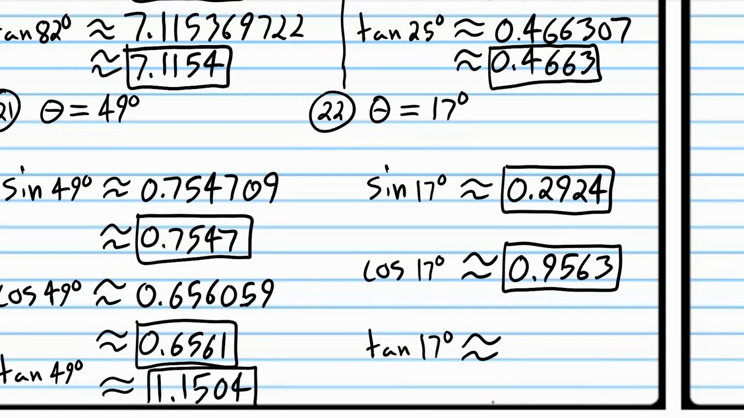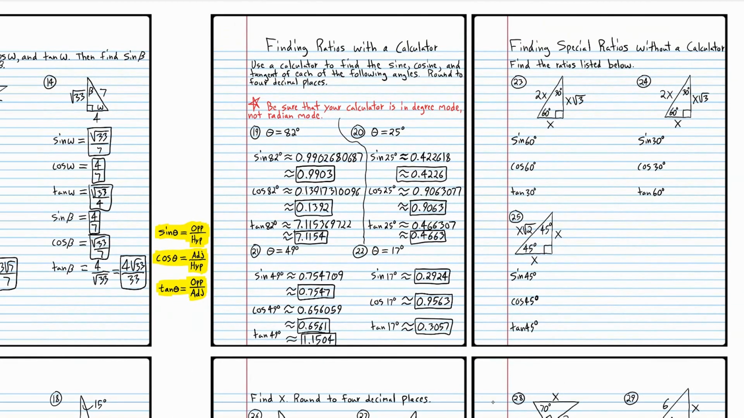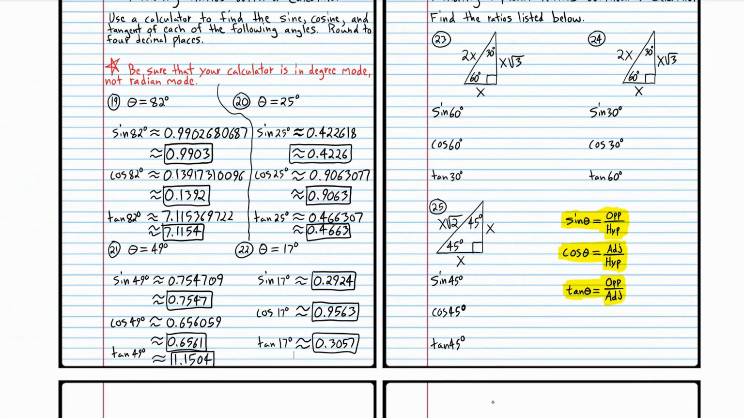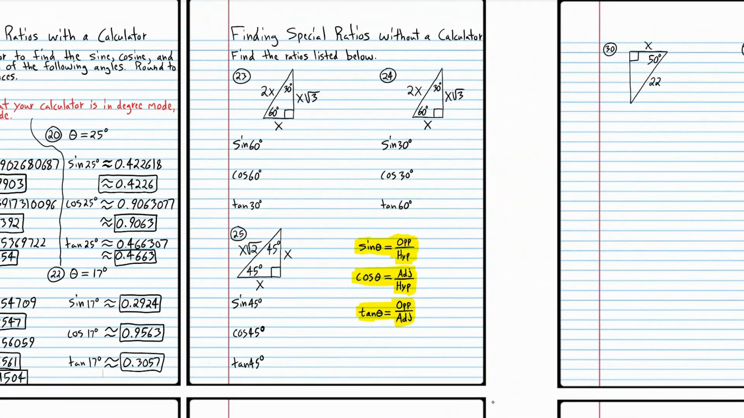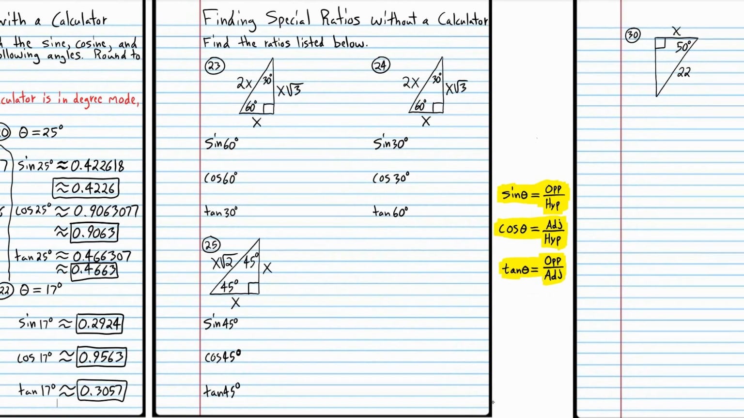So now tangent 17. 17, press tangent, and we have 0.3057. And there you go. So if you got those answers, good job. Okay, so that was how to find the trigonometric functions using a calculator. That is trig ratios using a calculator. These functions are called trig ratios. They're called trigonometric functions. There are a lot of names for them.